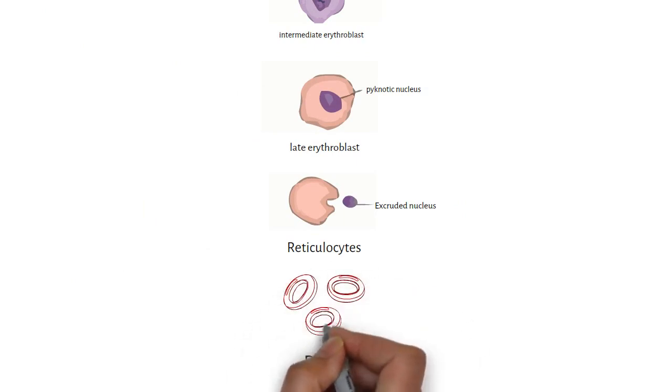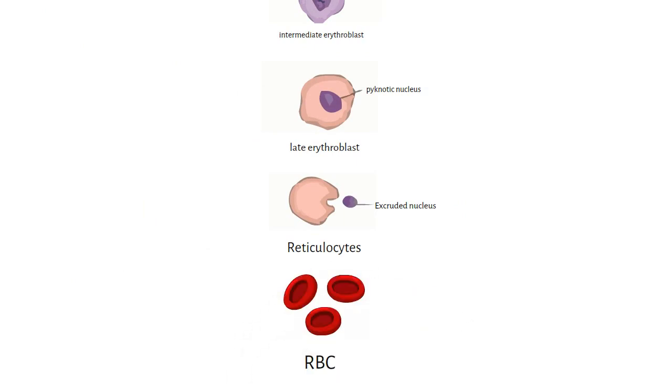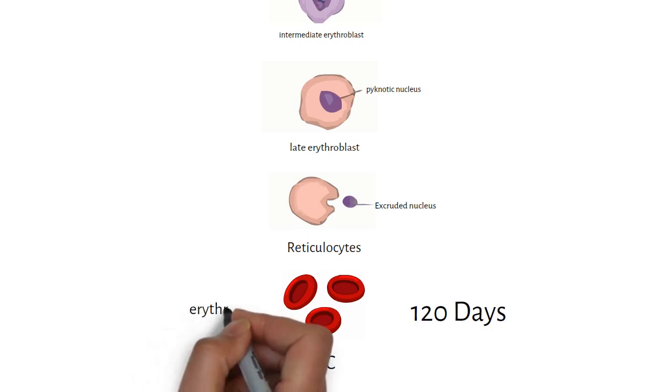The size of a mature red blood cell is about the same as a lymphocyte nucleus. It contains no nucleus and its central pallor is about 1/3 of the diameter of the cell. Normal lifespan of a red blood cell is 120 days.